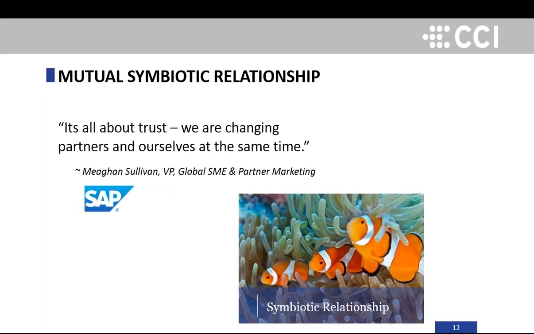So what are some of the things that need to take place to make this successful? Megan Sullivan over at SAP had some pretty interesting comments on this as well. She really talked about how it's all about trust now, and that relationship needs to be really strong. She talked about how, once again, we're changing the partners and the vendors at the same time. And it's a symbiotic relationship where both of them have to do well to succeed. You can't have one do well without the other one doing well. It's unsustainable otherwise.